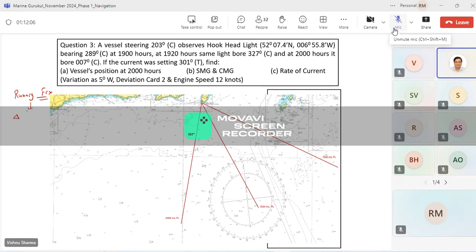To complete the triangle, how many elements do I need? I need a minimum of 4 elements. Am I right? Correct, guys? Correct, sir. Now, what are the elements available to me?